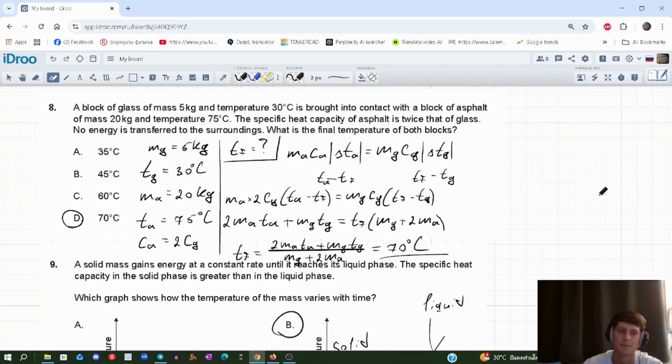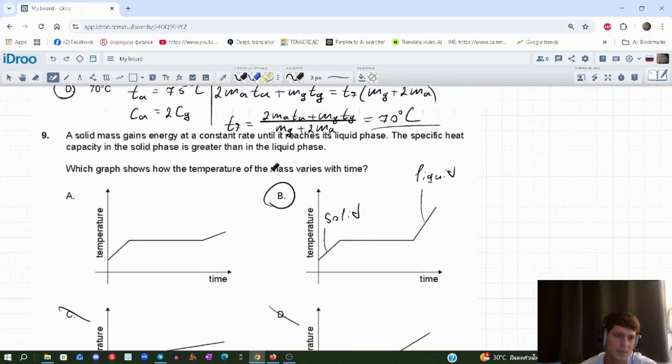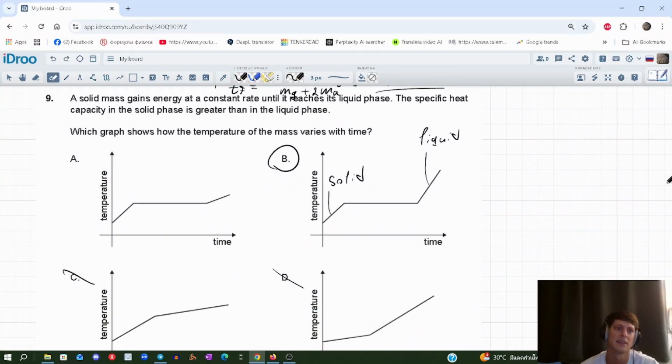Number 9. A solid mass gains energy at a constant rate until it reaches its liquid phase. The specific heat capacity in the solid phase is greater than in the liquid phase. Which graph shows how the temperature of the mass varies with time?